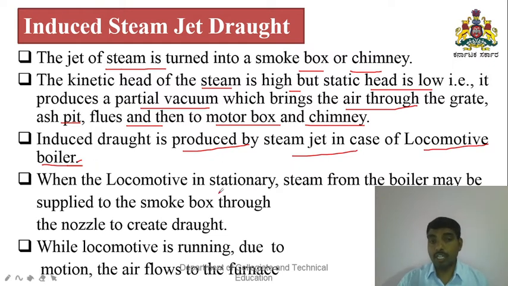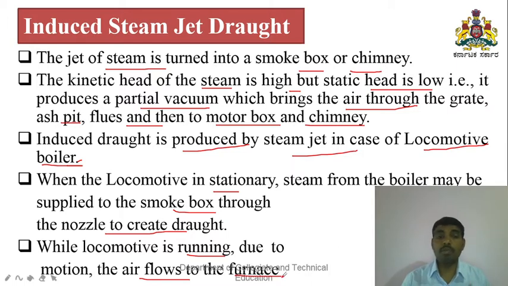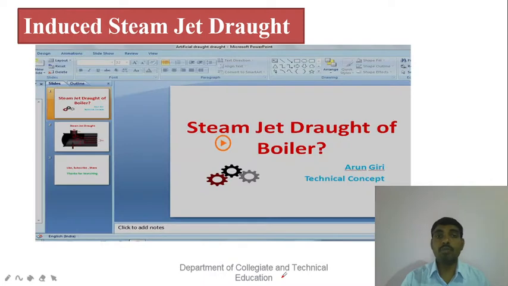When a locomotive is stationary, steam from the boiler may be supplied to the smoke box through the nozzle to create draught. The locomotive boiler is not stationary, it is a mobile boiler. While the locomotive is running, due to the motion, air automatically flows to the furnace. So this is the concept of the induced steam jet draught system.